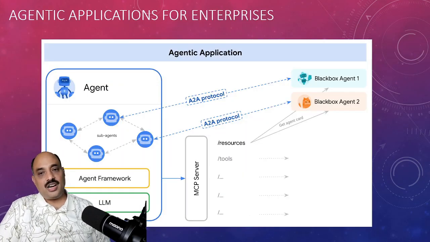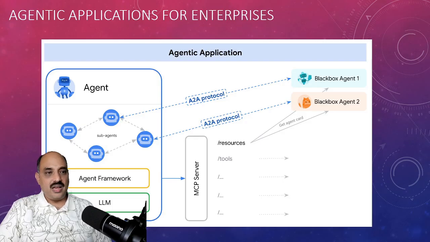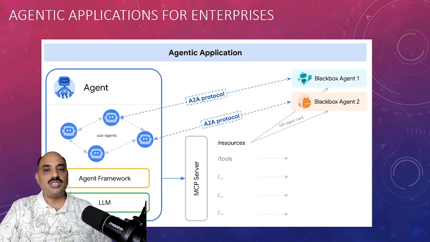Now that we understand what an A2A protocol is and how these agents talk to each other, let us see a sample agentic application in an enterprise setup. We will take an example of a typical logistics setup. Let us suppose there is a logistics provider which is going to move parcels from one place to another, and we will see how an agentic application can be used.